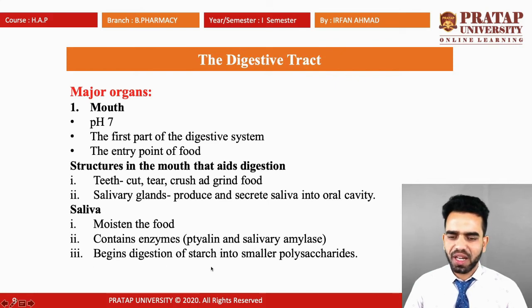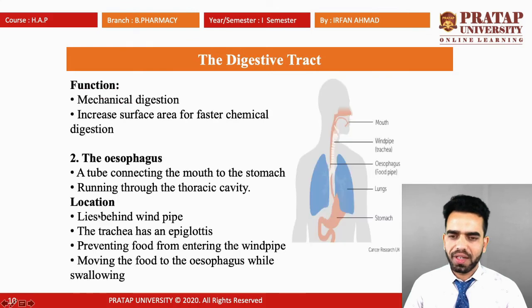It begins digestion of starch into smaller polysaccharides. So the starch, which is a polysaccharide, is converted into small polysaccharides. So digestion of carbohydrates begins in the mouth, with the help of the saliva, because the salivary amylase converts starch into smaller polysaccharides. So saliva is important from the digestive point of view.